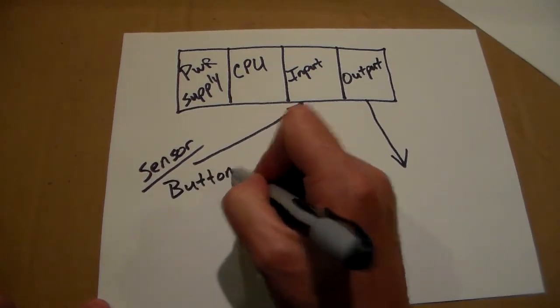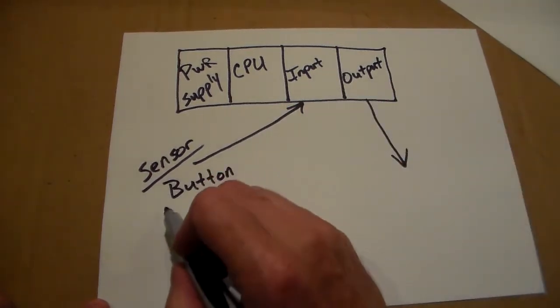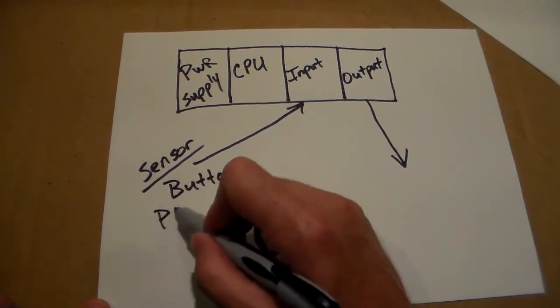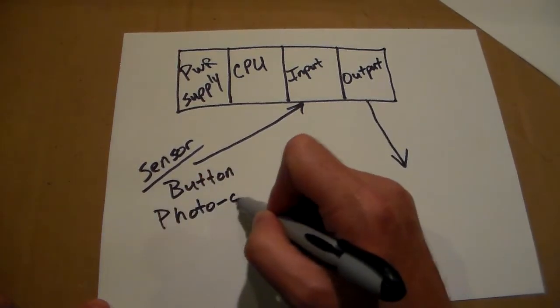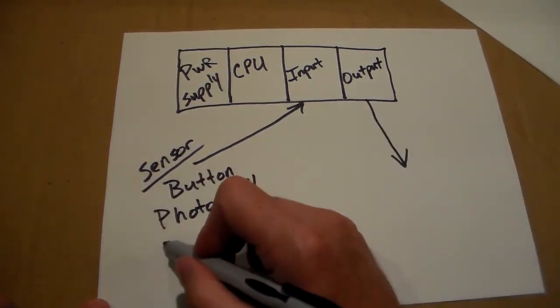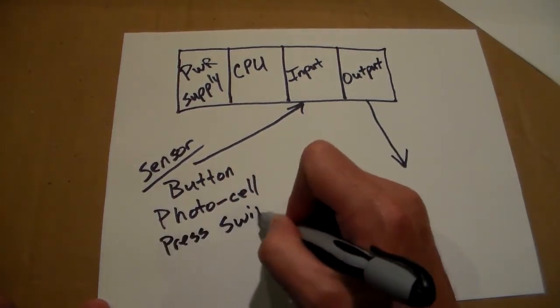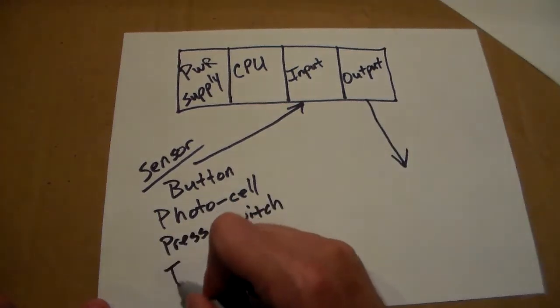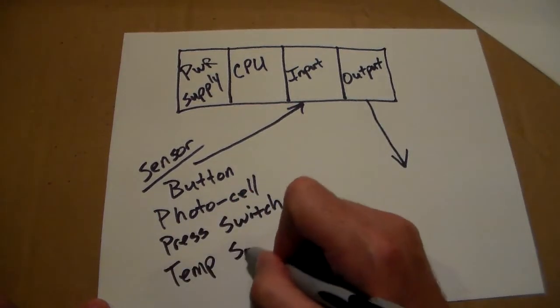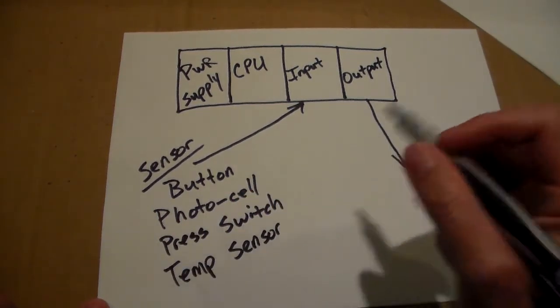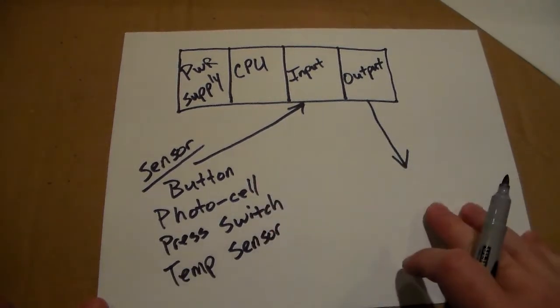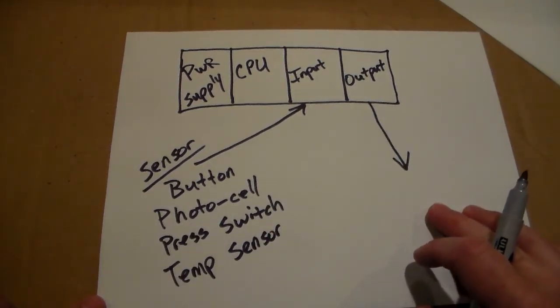Maybe it's something simple like a button or a switch. It could be some type of photo cell. It could be some type of pressure switch. Maybe some type of temperature sensor. All different kinds. Just an endless array of different types of sensors that can be fed into a PLC.